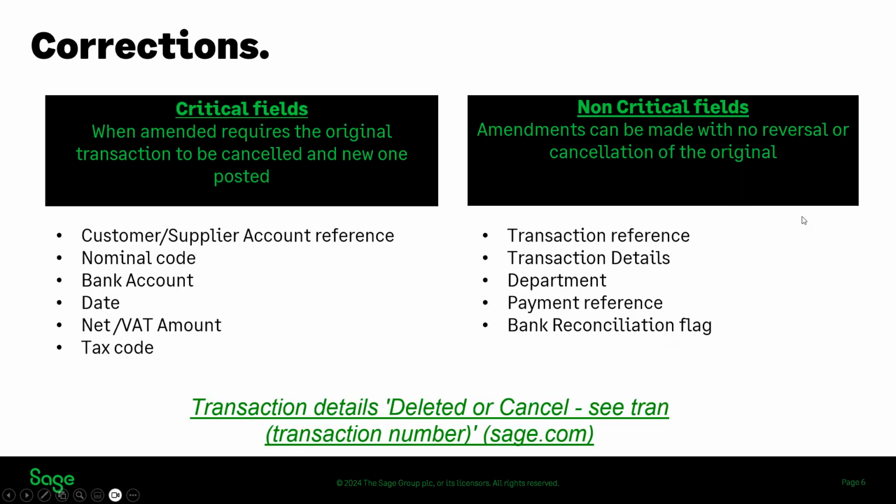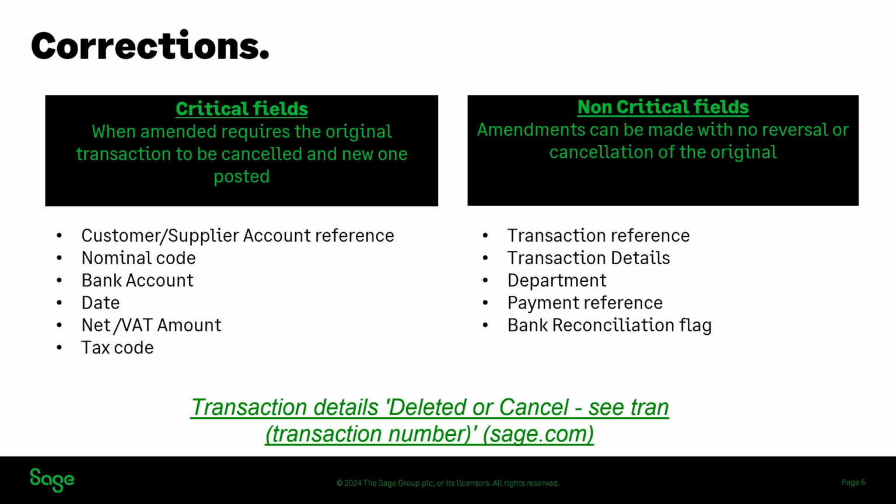So just before we go into the first demonstration, I just want to talk to you about critical fields and the difference between those and non-critical fields. And this becomes important when you're trying to edit a transaction. A critical field tends to be those fields that are the key ones to a transaction. So things like the amount, the net tax split on there, the tax code, the date of the transaction, but also the supplier or customer reference.